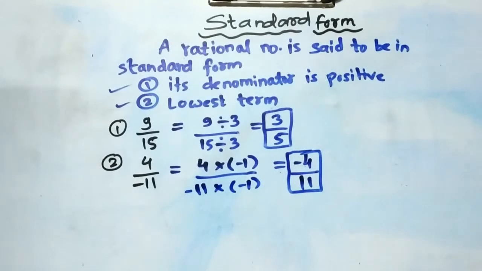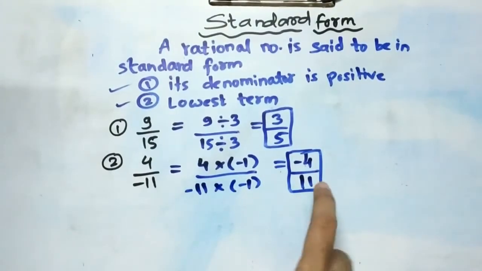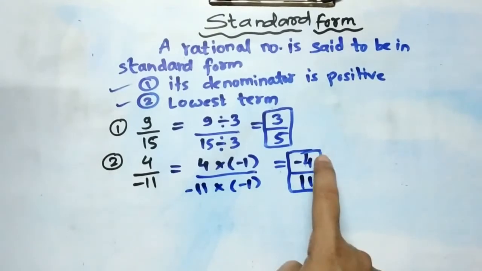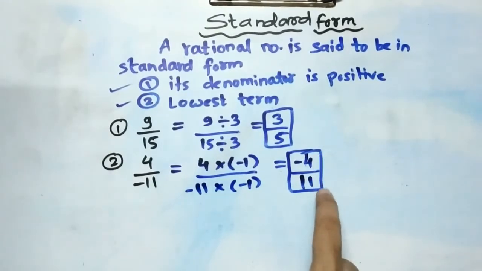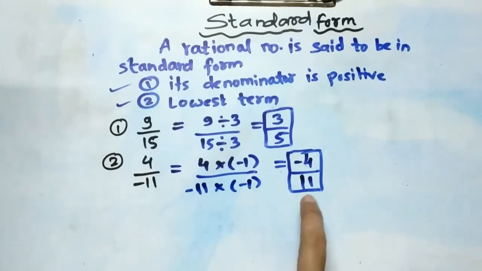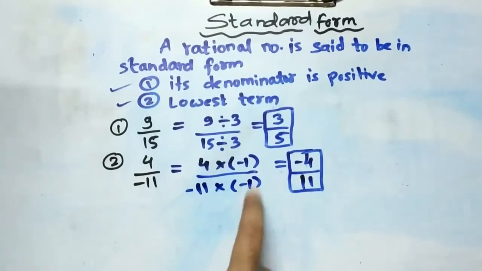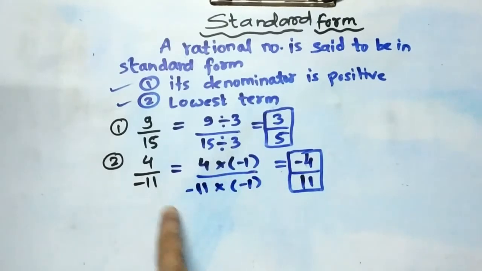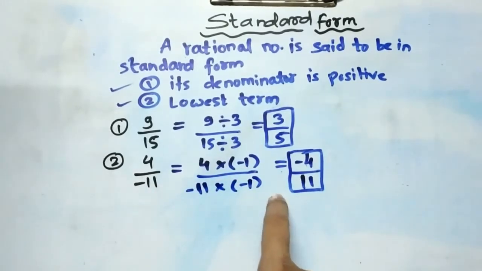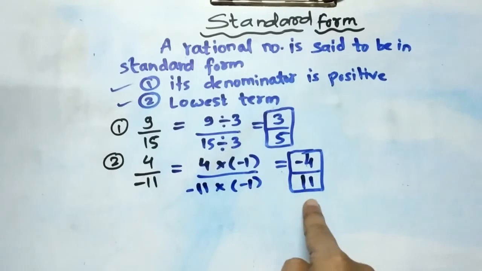So now I got this minus 4 upon 11. This is a standard form. Its denominator 11 is positive, and the numerator and denominator have the common factor only 1 and it is in the lowest term. So you can choose this situation also. Means what I have done here, I just tried to make an equivalent rational number in order to get its standard form.